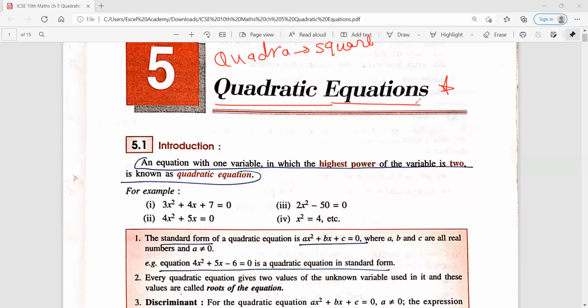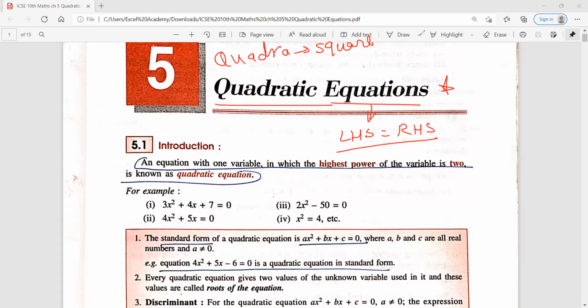And equations have two sides, left hand side and right hand side, unlike expressions. Algebraic expressions have only one side. There is no equal to sign. So equations have two sides. LHS is equal to RHS, right? And basically equations are to be solved.